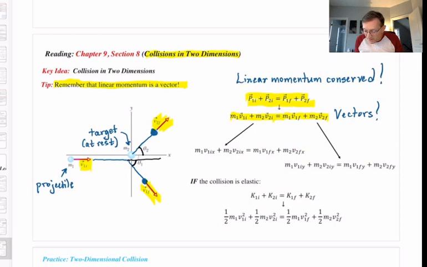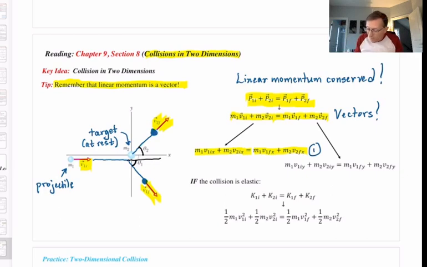First, x components. m1 times v1 initial x plus m2 times v2 initial x. Just take the x components of the velocities. Must equal m1 v1 final x plus m2 v2 final x. That gives us one equation. Could even number it. Equation 1.